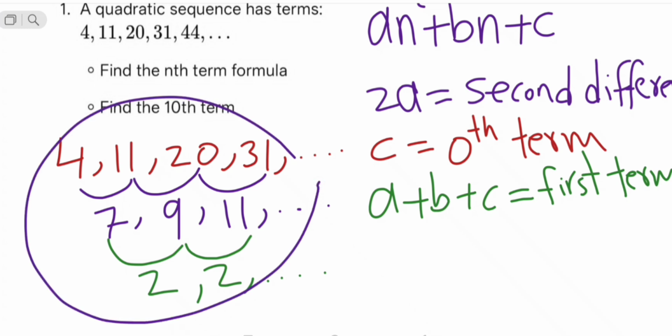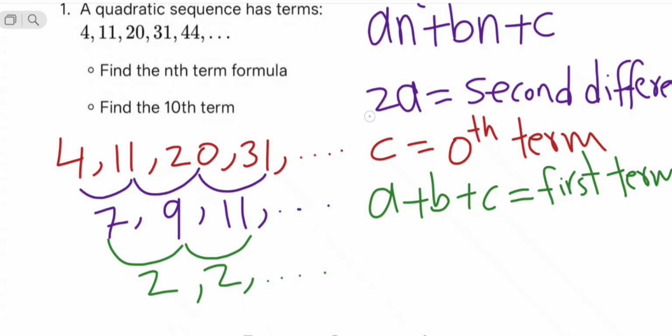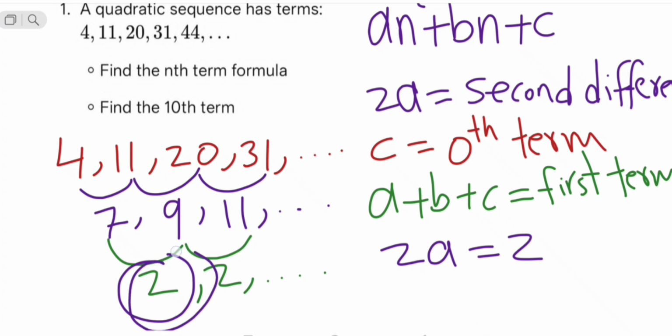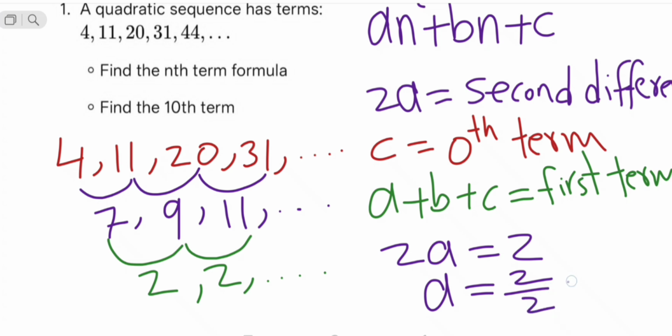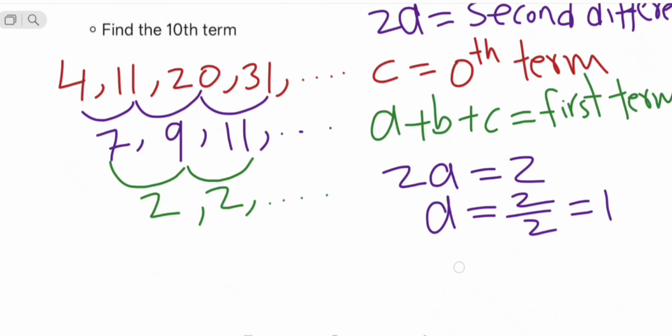This is the way. Now, as I told you, to get a, 2a equals the second difference. What is the second difference? The second difference is 2. For example, if the second difference is 5, 2a equals 5. If the second difference is 9, 2a equals 9. If the second difference is 4, 2a equals 4. Whatever the second difference is, that is equal to 2a. This is the formula to find a. So 2 is multiplying with a. When it goes to the other side, it will divide. 2 divided by 2 equals 1. So a equals 1.